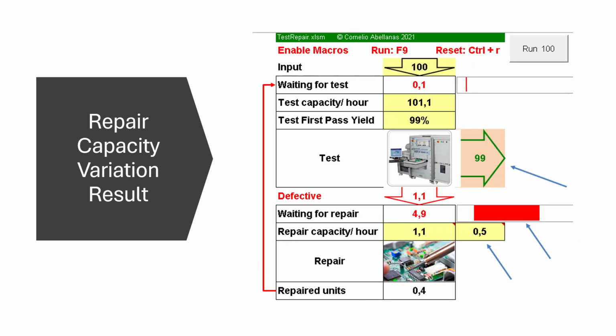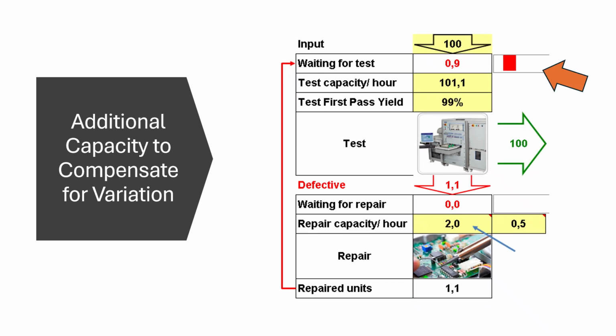We see that occasionally output will drop, and a queue will develop waiting for repair. This means we will need additional average repair capacity to compensate for this variation. Let us increase the average repair capacity to 2 units per hour. Now there is no waiting for repair queue. But now we have a queue waiting for test. But it is not increasing, and the output is maintained at 100.